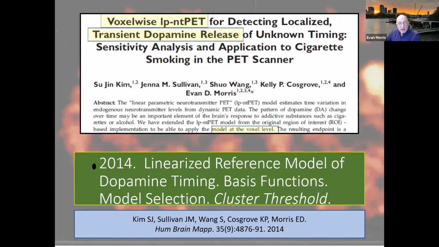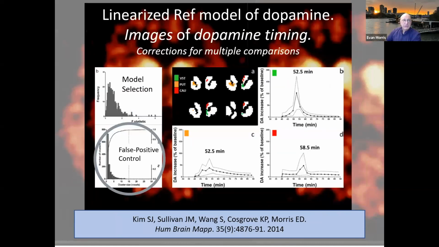And then our group, thanks to Sujin Kim, extended this model to voxels. So at this point, we're able, with yet one more innovation, because when you go to voxels and images, you have to worry about multiple correction for multiple comparison. Sujin introduced a cluster size threshold. So it looks a little bit like this.